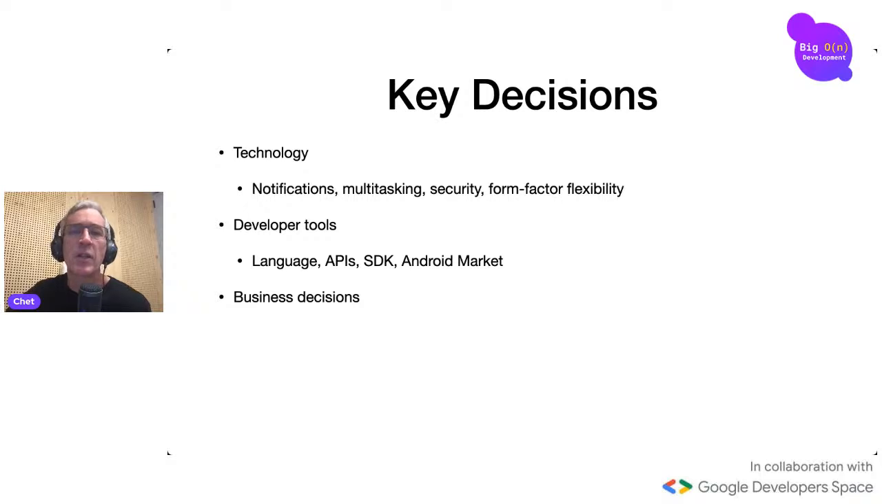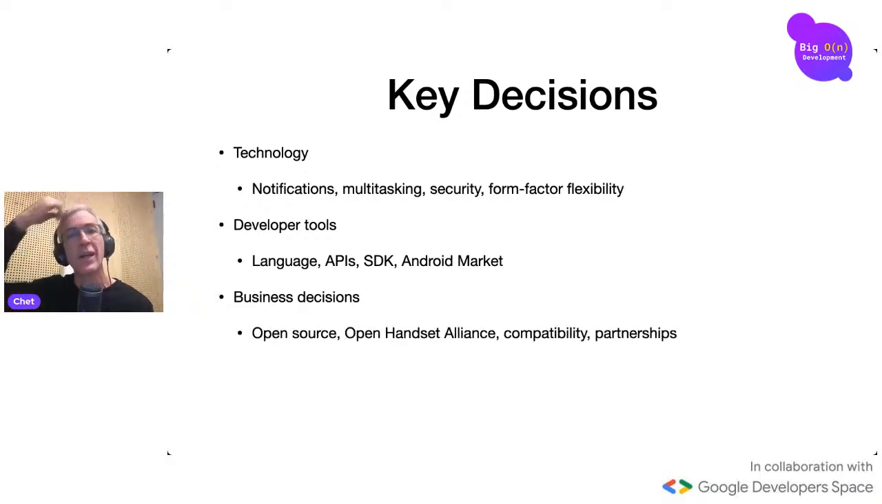And then finally, some of the business decisions that were really important. The decision to go open source from the very beginning, to distinguish itself from everybody else in the market. This wasn't a platform that you would have to pay Google or Android for. It wasn't a platform that was a black box that you couldn't understand.